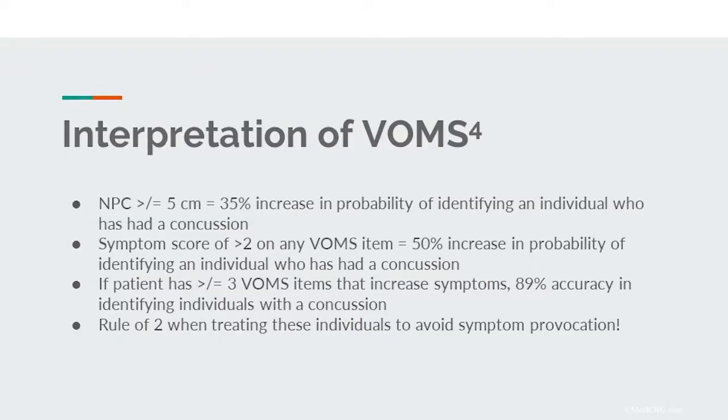If that's greater than 5 centimeters, you have a 35% increase in the probability that you've identified someone who had a concussion. If you have a symptom score of greater than 2 on the 0 to 10 scale on any of those VOMS items, you have a 50% increase that they've had a concussion. And if they have greater than or equal to 3 items on the VOMS that they became more symptomatic with, you have an 89% accuracy in identifying those people who have had a concussion.